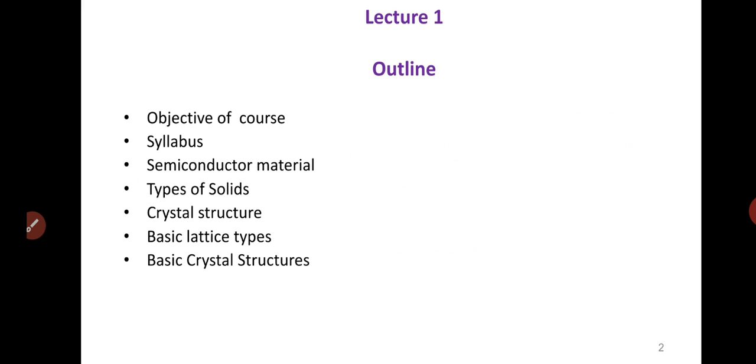The outline of today's lecture is: we'll start with the syllabus discussion, then semiconductor material, types of solids, crystal structure, basic lattice types, and basic crystal structures.